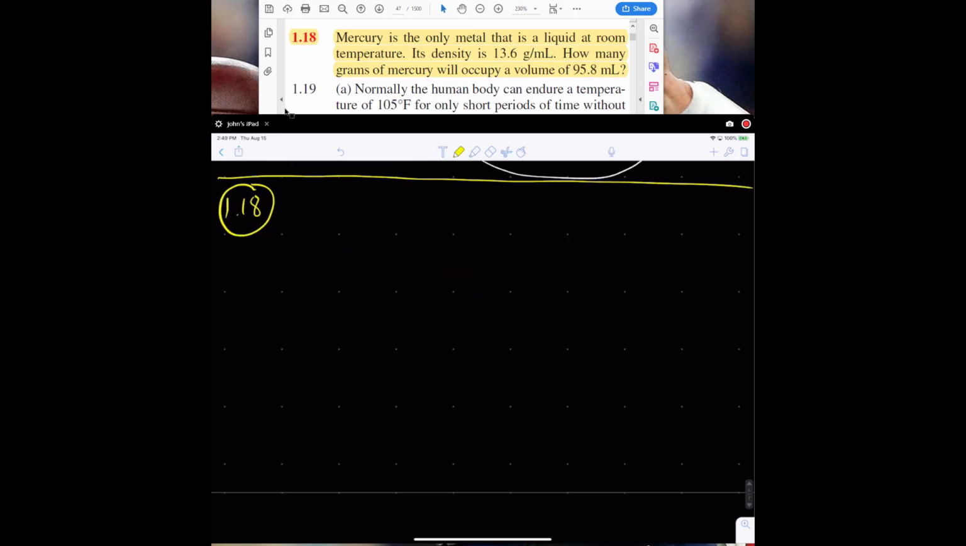Alright, 1.18. Mercury, which goes by the symbol Hg, is the only metal that is liquid at room temperature. Its density is 13.6 grams per ml. So we're going to write this down, setting it up like this, easier for dimensional analysis sake. How many grams of mercury will occupy a volume of 95.8 ml?